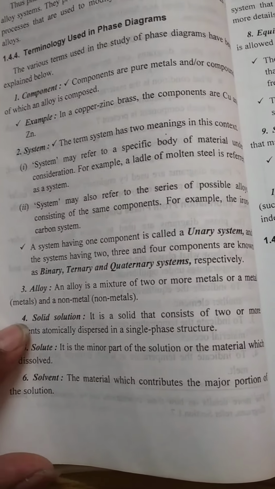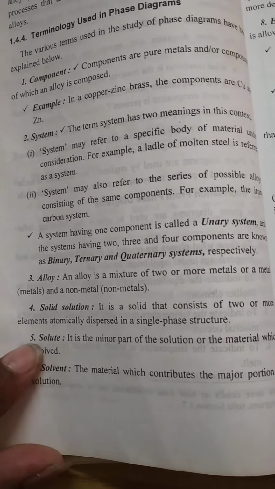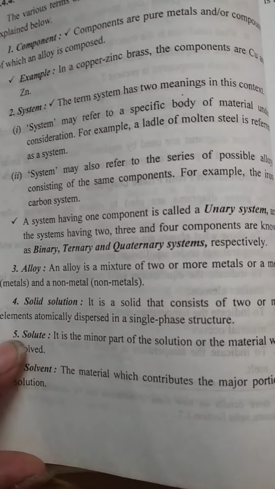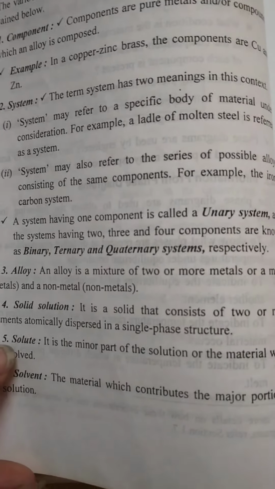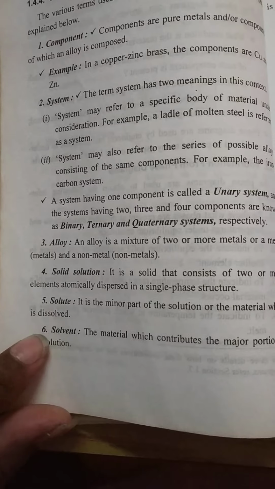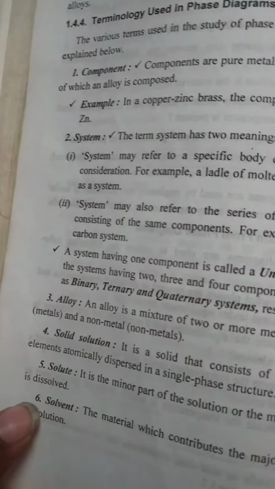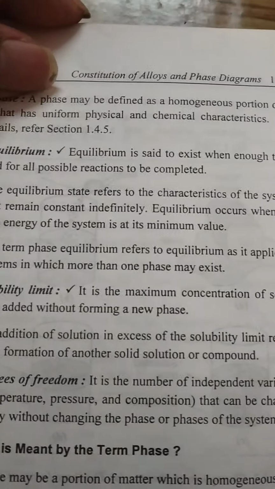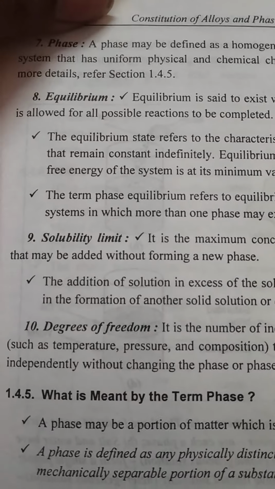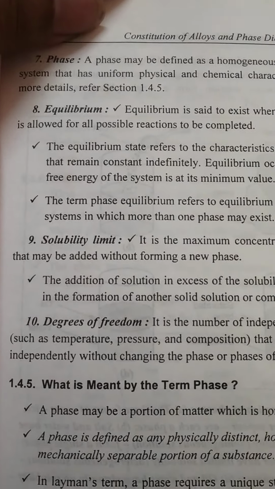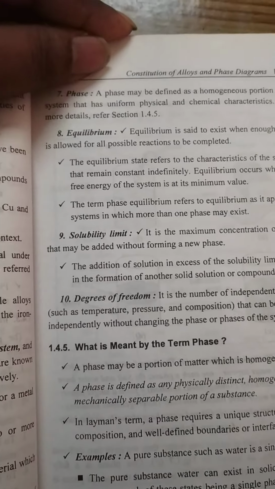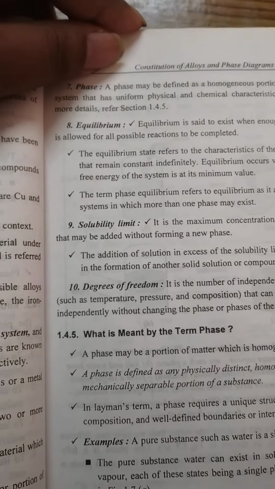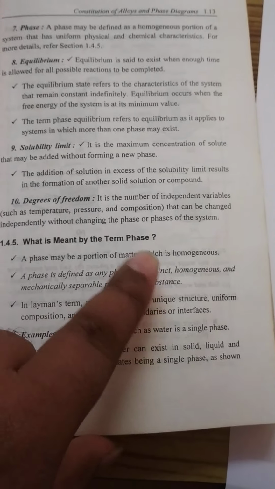So what is the meaning of solid solution? We have seen previously. The smaller portion in the solvent is what we call the solute, and the major portion of the material is called the solvent. So what is the meaning of a phase? A phase may be defined as a homogeneous portion of a system that has uniform physical and chemical properties. So here they have given the meaning of the term phase.